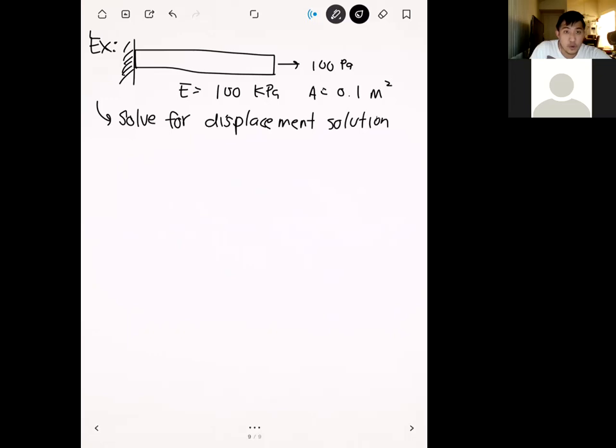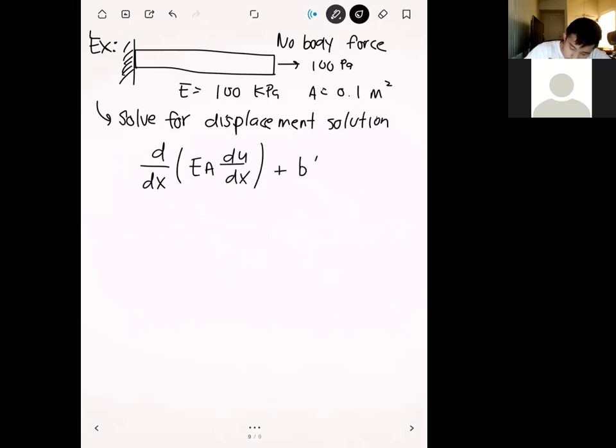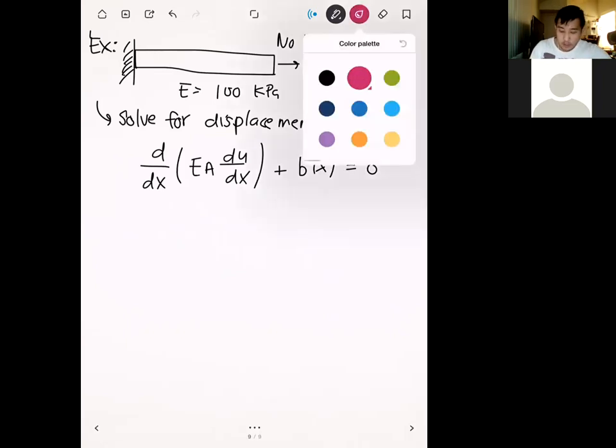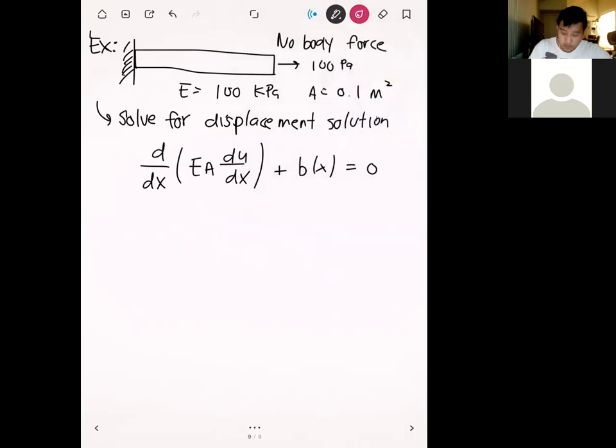Okay. And so let's take our boundary value problem from before, and then let's start to solve the differential equation. Oh, we have also no body force here. Okay, so let's start with our differential equation. And so the boundary value problem that we derived previously is the most general case. And so let's start applying some simplifications here based on this problem. First of all, let's apply the fact that we have no body force.